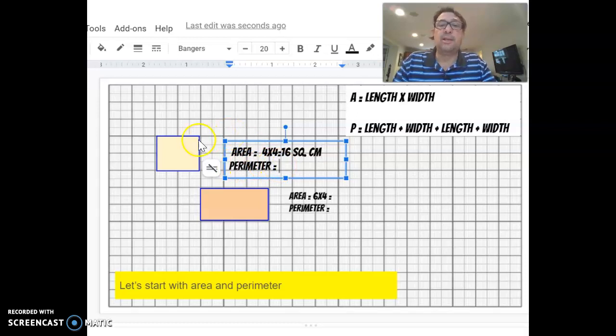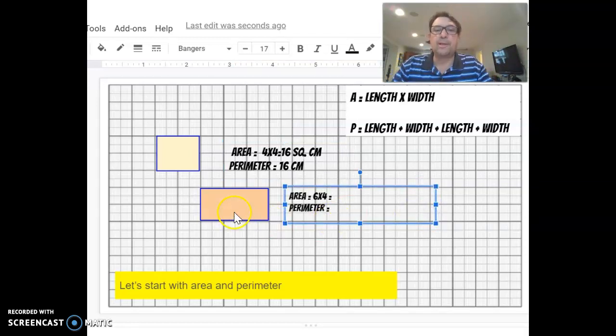Perimeter is the distance from this starting point all the way around back to the starting point. Length plus width plus length plus width. And in this case, as a square, it's the same. 4 plus 4 plus 4 plus 4. So we can say that it's 16 centimeters, but it's not square centimeters that we're going to define this as. It's distance around, all the way around. You could lay it out on a line and get 16 centimeters if you want to look at it that way.